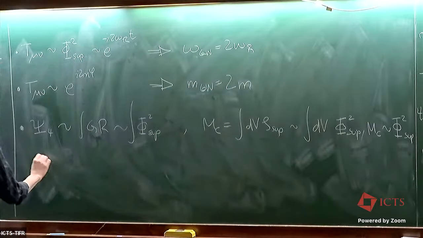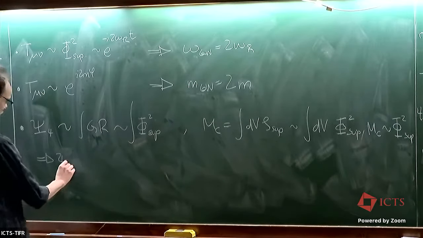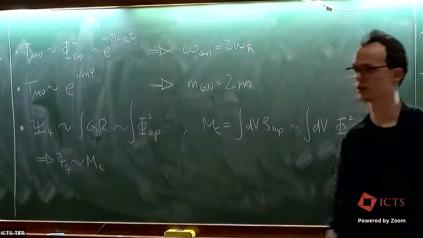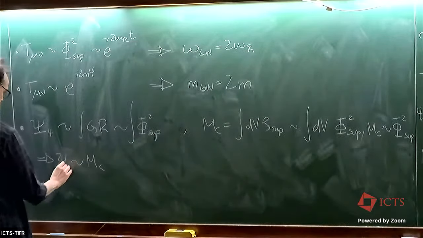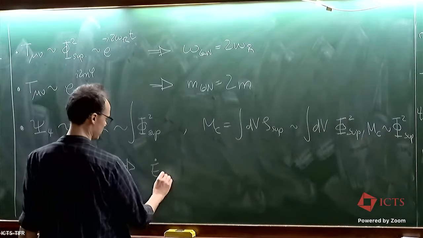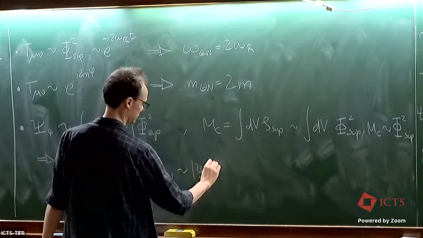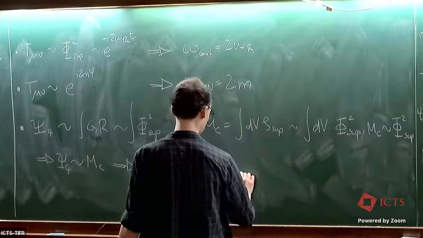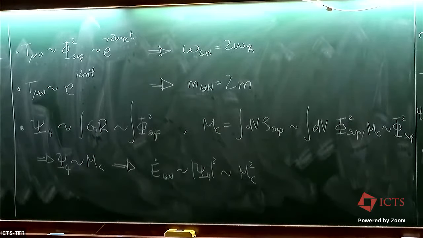And so combining this, we then know that psi 4 goes like the mass of the cloud, just the overall normalization. But we also know that the energy flux of gravitational waves goes like the square of psi 4. This we wrote down over there. And so this goes like the mass of the cloud squared.